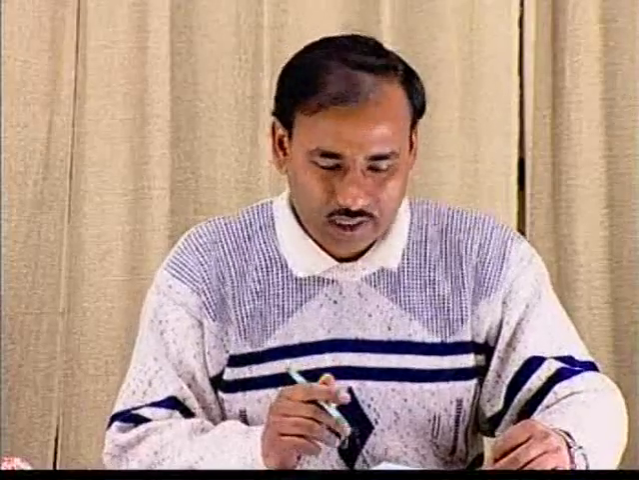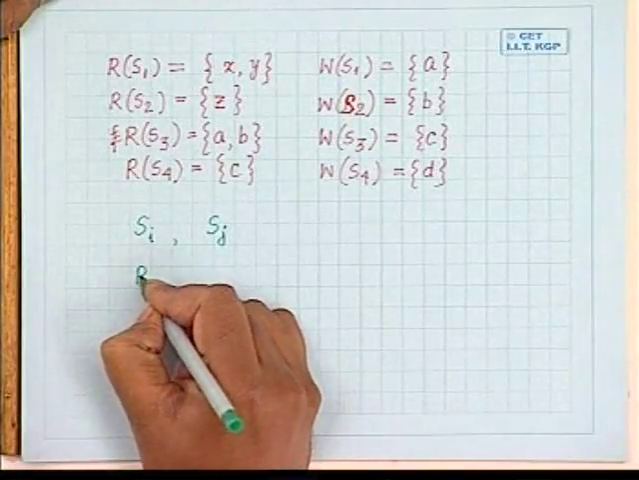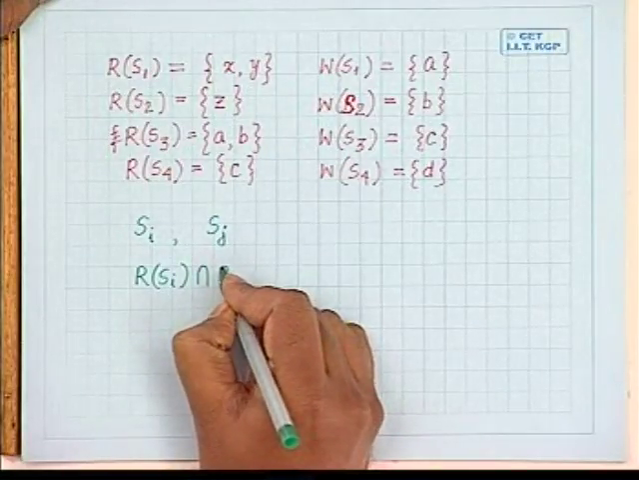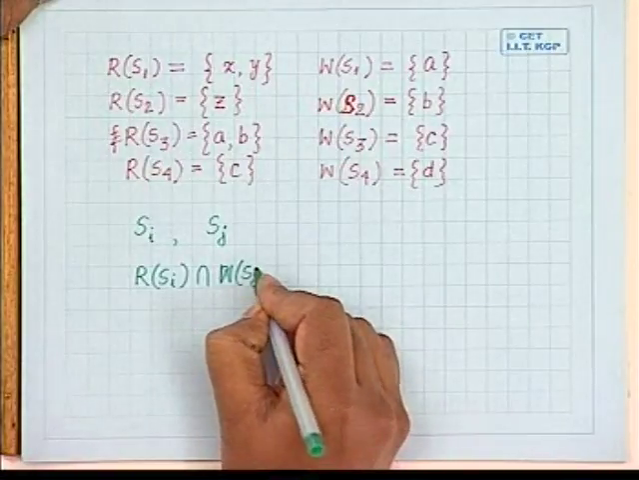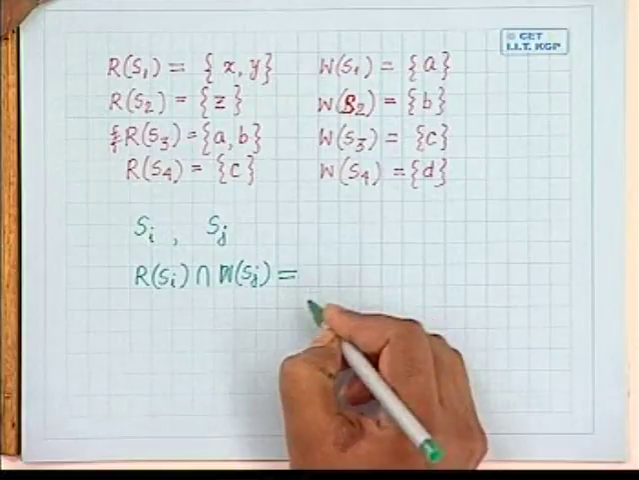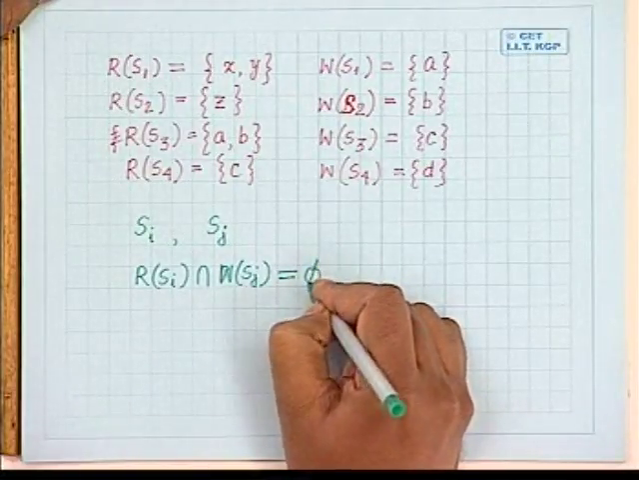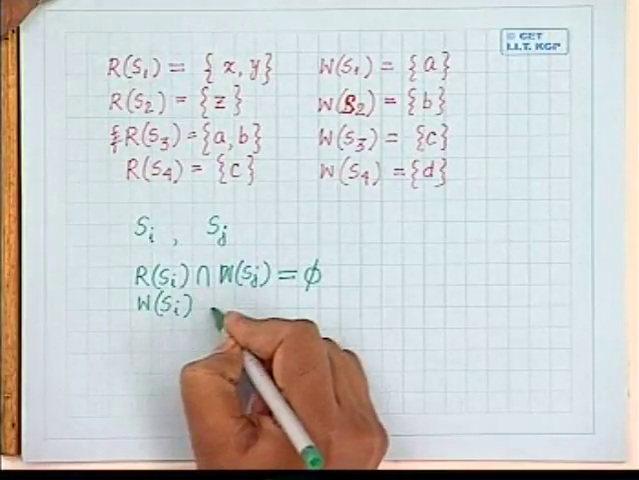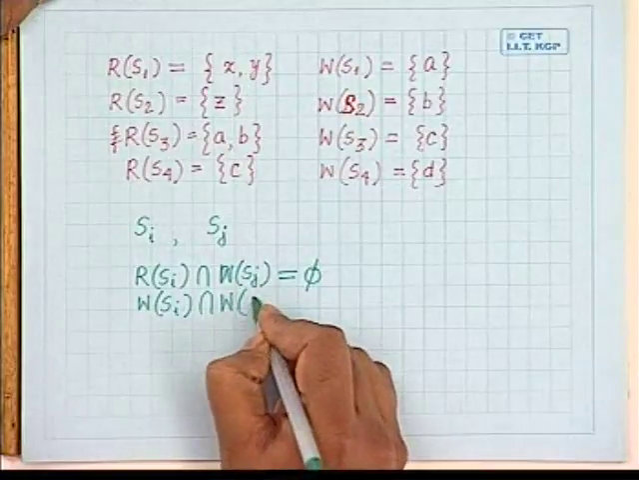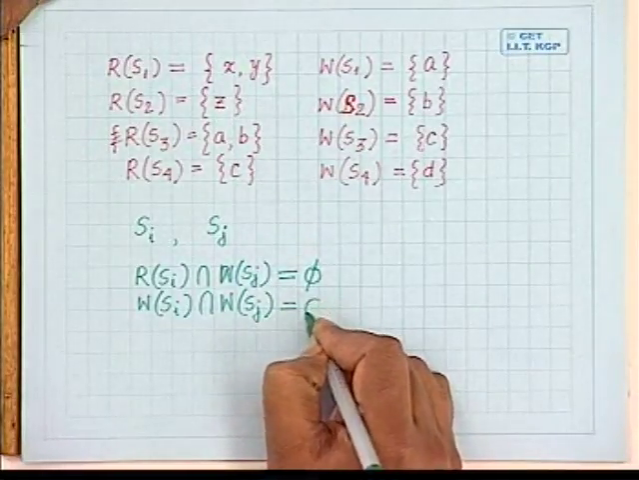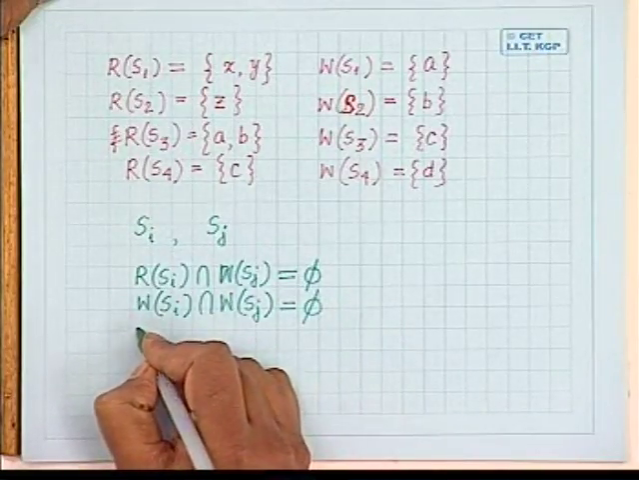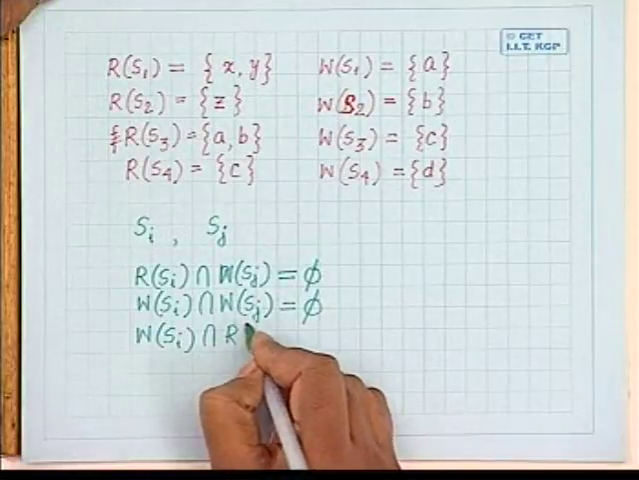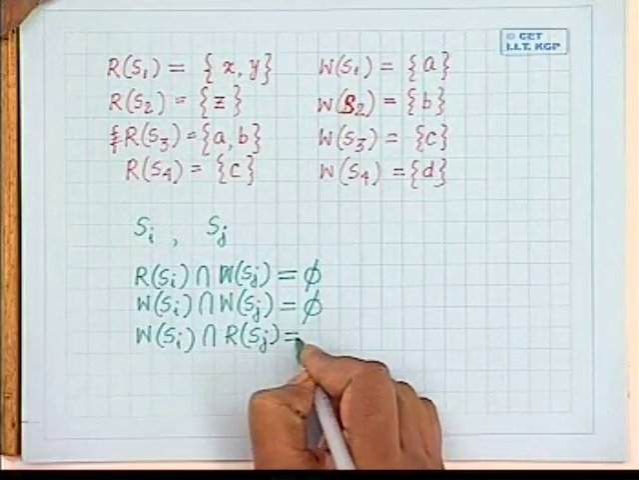Okay, so the condition of concurrency will be that the read set of Si intersection with the write set of Sj should be null. Similarly, the write set of Si intersection with the write set of Sj should also be null. Similarly, the write set of Si intersection with the read set of Sj should also be null.